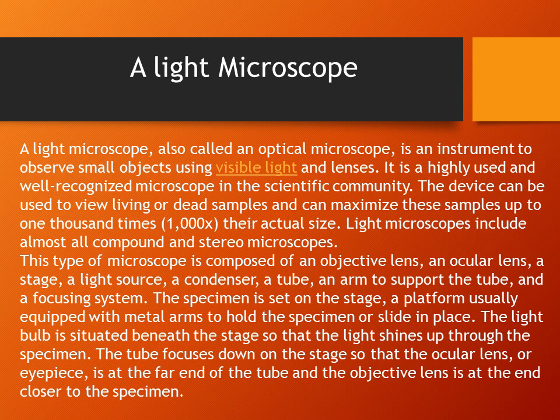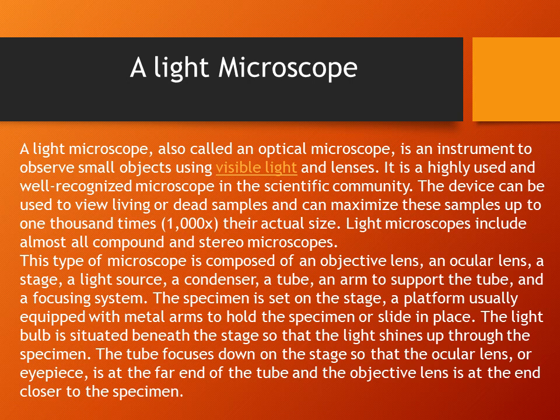On the basis of these experiments, nowadays we have a light microscope. What is a light microscope? Let's get to know about this. A light microscope, also called an optical microscope, is an instrument to observe small objects using visible light and lenses. It is a highly used and well organized microscope in the scientific community.